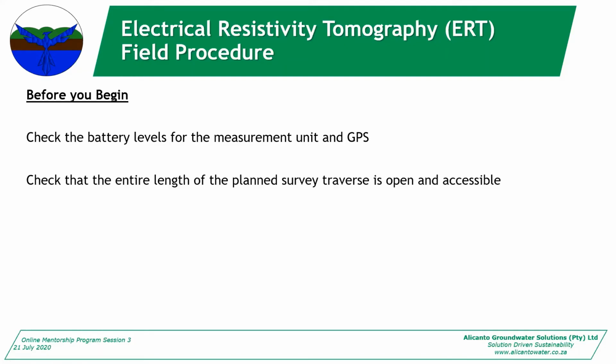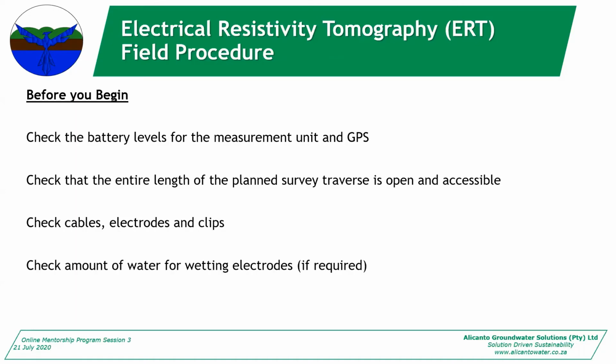Check that the entire length of your planned survey traverse is open and accessible. This is to make sure, because if you're planning a traverse of 1.42 kilometers, you need to make sure that it's open, because you don't want to stop your survey to cut down trees or maneuver around something if you don't have to. And then check your cables, your electrodes, your clips. You don't want to get to the end of your initial survey line and run out of clips, or find your electrodes are bent or something like that.